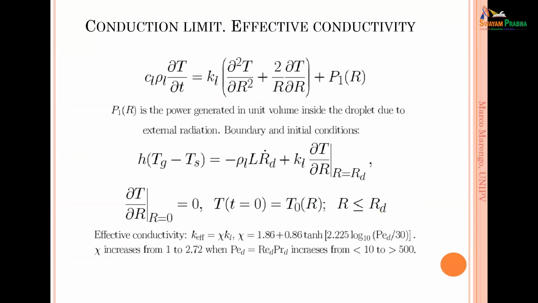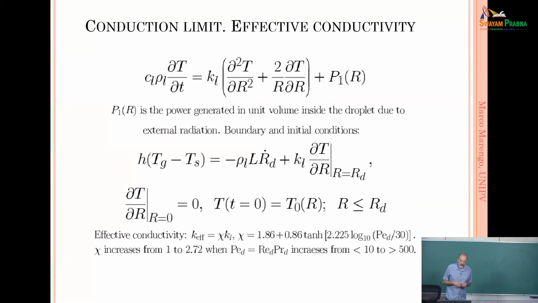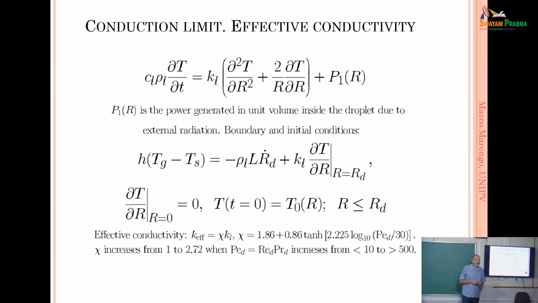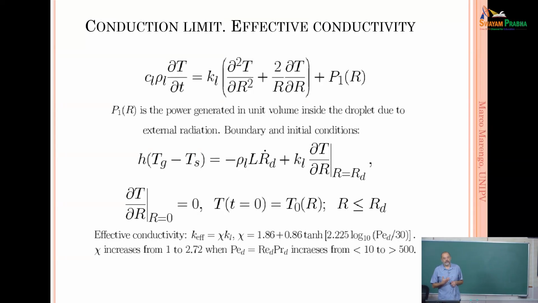Things become a little bit more complicated when, instead of an infinite conductivity, we have an effective conductivity. If you're considering the radial direction, the problem becomes a little bit more complex, because we have, of course, to consider the radial direction in a sphere. P1R, in this case, is a term that is linked to the generation of power due to the external radiation. We consider that there is a radiation going to the droplet and absorbed by the droplet, so like an internal generation of heat due to the radiation arriving at the droplet.